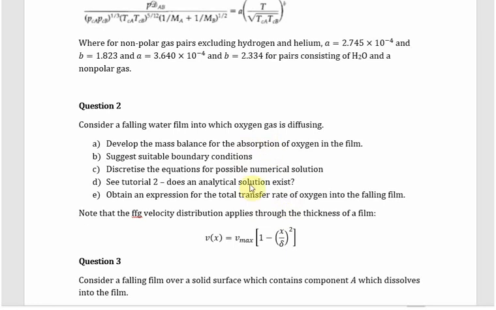So please, let's start off first drawing out for ourselves the physical situation. Let's draw and label the physical situation for the absorption of oxygen gas into a falling water film. So do this now. Take about 5 minutes, and let's pause the video while you do that.